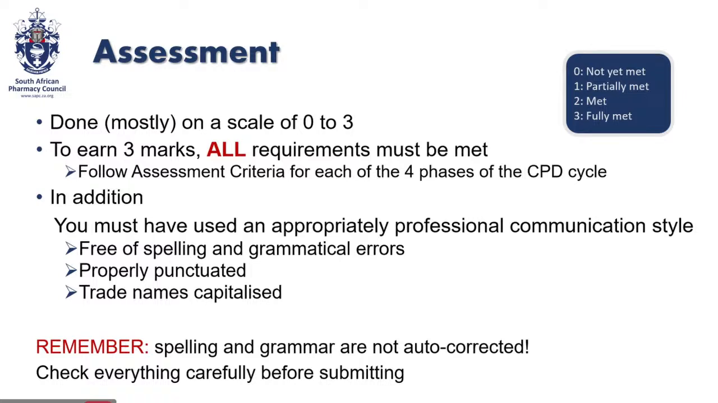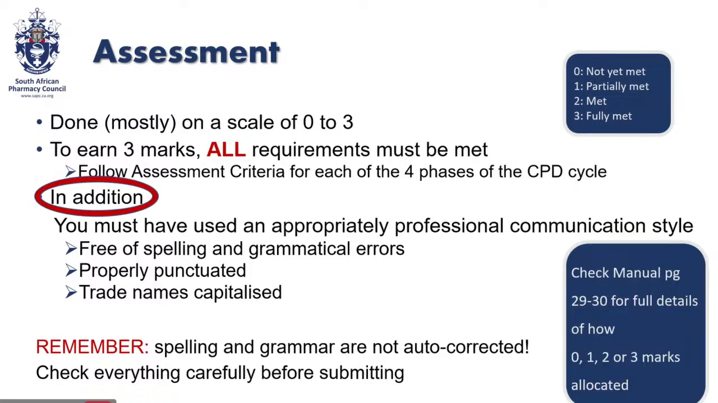So the scales are 0 not yet met, 1 partially met. So you're almost there, but there's still things missing. You have met it, and then fully met, you have addressed everything that you need to address. Just again, check in the manual, page 29 and 30 for the full details of how the marks are allocated.